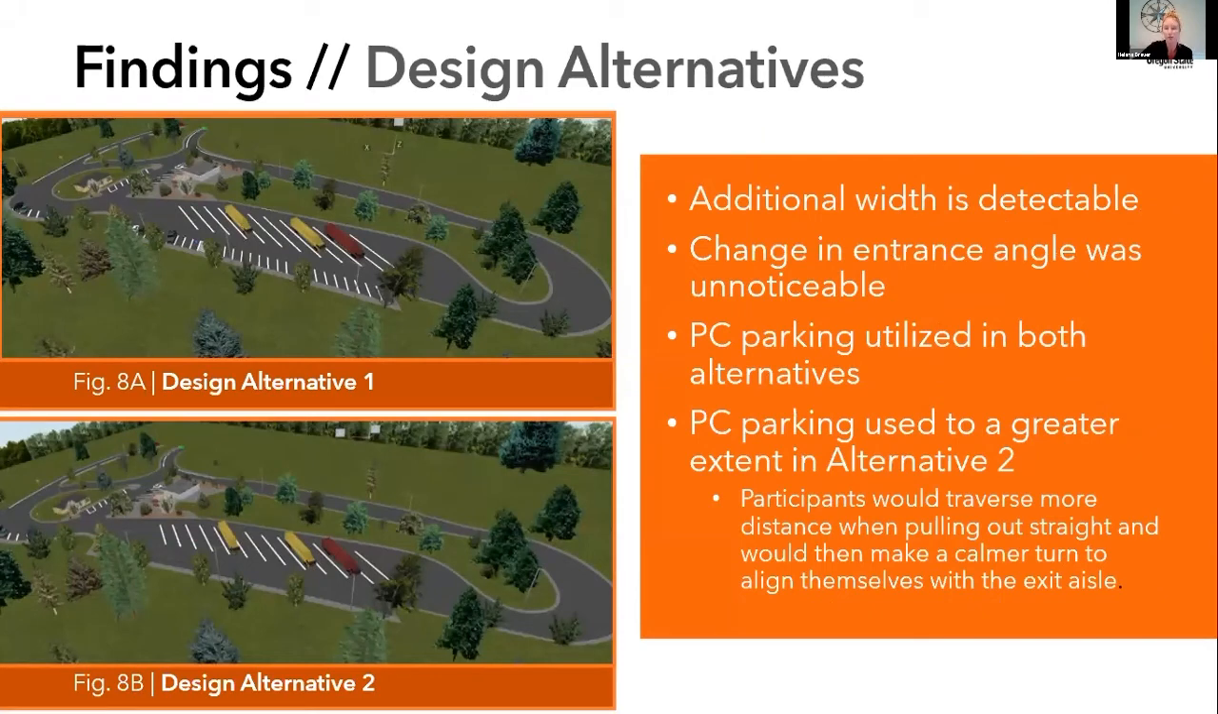So we found through the discussion and debrief that the additional width is detectable, and each of the participants really appreciated that and found that it helped mostly. In comparison, the entrance angle that we changed, most said it was unnoticeable. So that was really interesting to us, as I thought it was going to be the vice versa. And then next, the passenger car parking was utilized in both alternatives as expected, but more so in the second design alternative. And it allowed them to have a calmer turn to align themselves in the exit aisle as well.